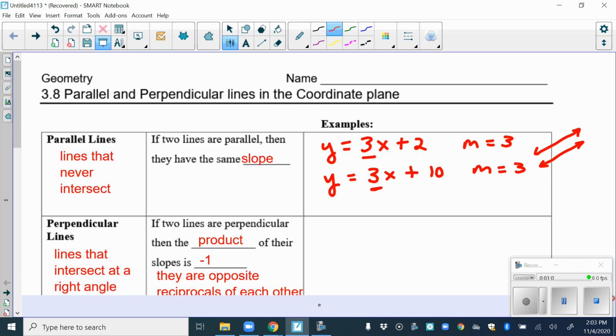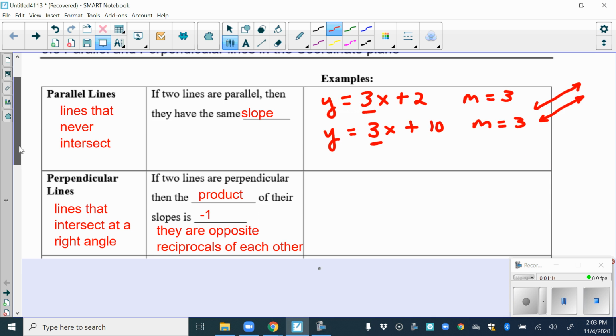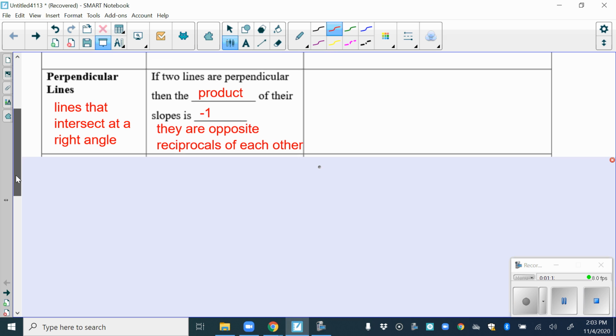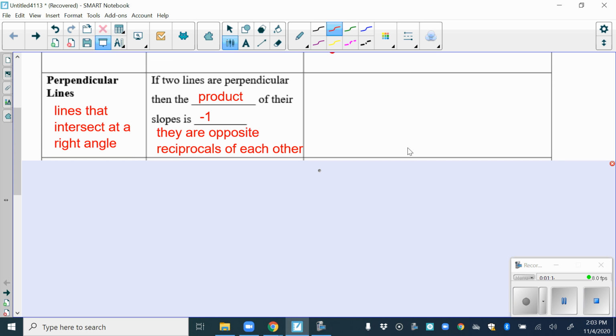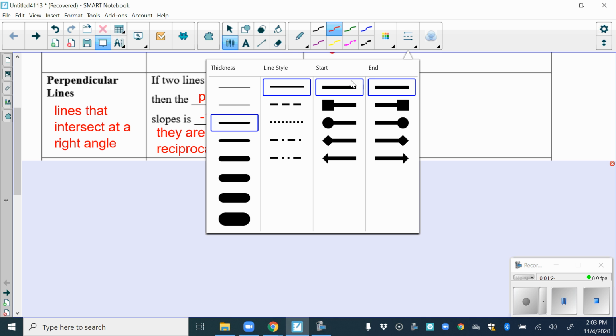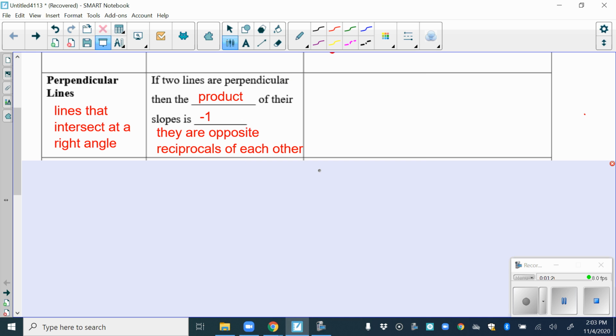Lines that are perpendicular are lines that intersect at a right angle. And if the lines are perpendicular in the coordinate plane, then the product of their slopes is -1. Means when you multiply the slopes together, it will give you -1. Another way to think about that is the slopes will be opposite reciprocals of each other. Opposite means one's positive, one's negative. Reciprocal means it's a flipped fraction.